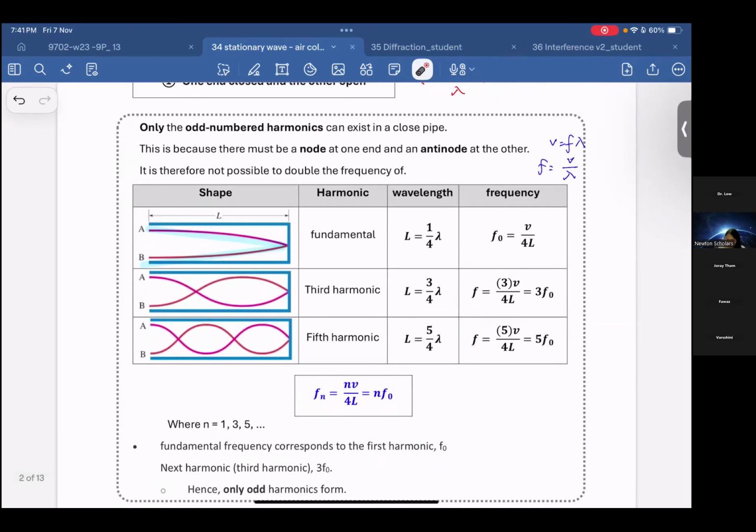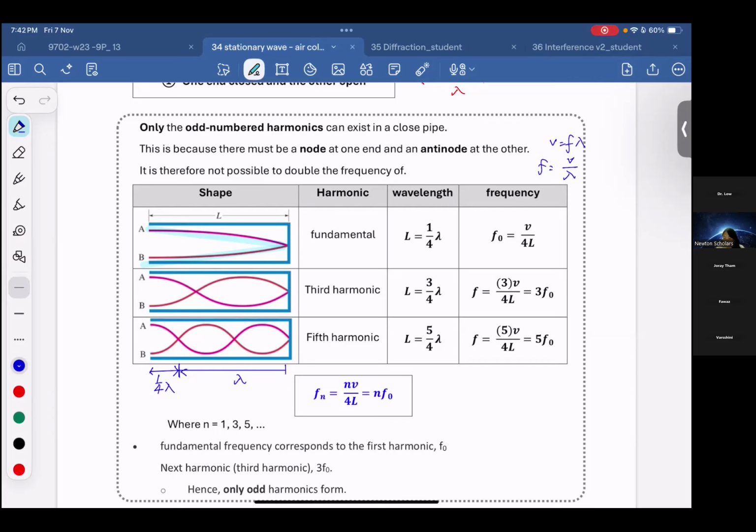So we look at the fifth harmonic here. This is considered one complete wavelength, from here to here. This is one complete wavelength. Am I right? Then this one is, just now we said the first case is 1/4. So for this case, it's actually 5/4 wavelength. The third pattern that we can get is 5/4.